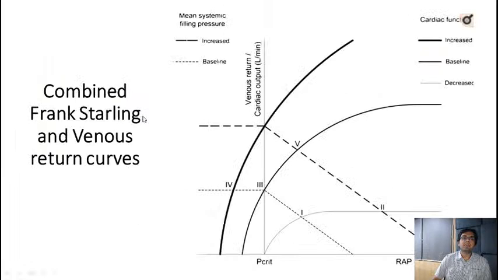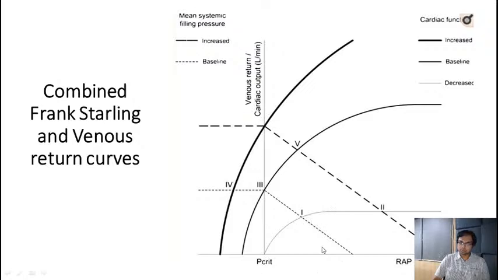Now, if we combine the Frank-Starling and the venous return curves, here we have shown three curves depicting the various cardiac function. This is the normal cardiac function. This is the increased cardiac function, as can be seen in cases of further inotropic support. And this is a curve with a poor cardiac function, as can be seen in, for example, cases of congestive cardiac failure.